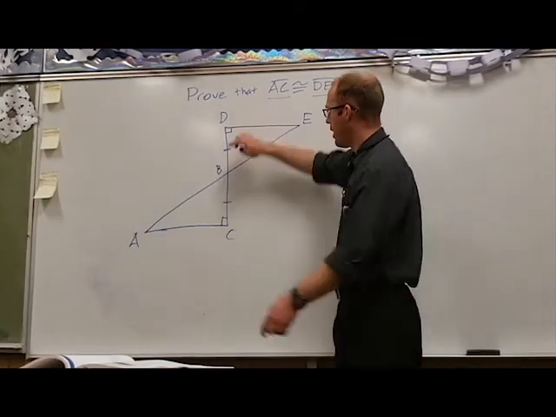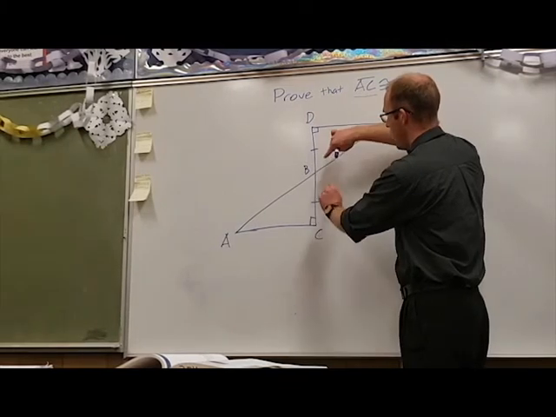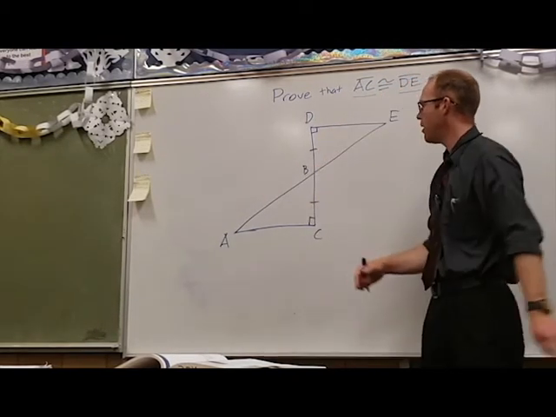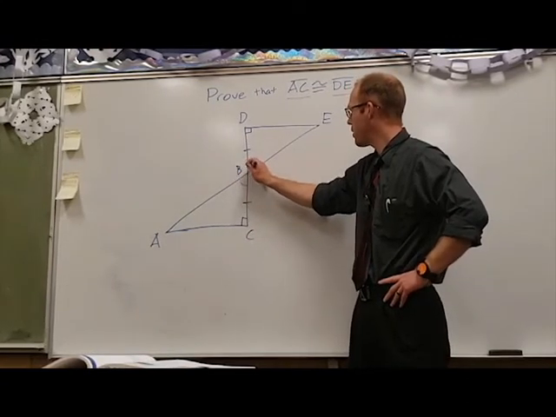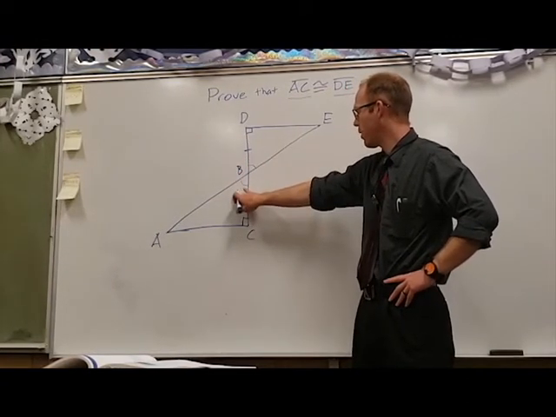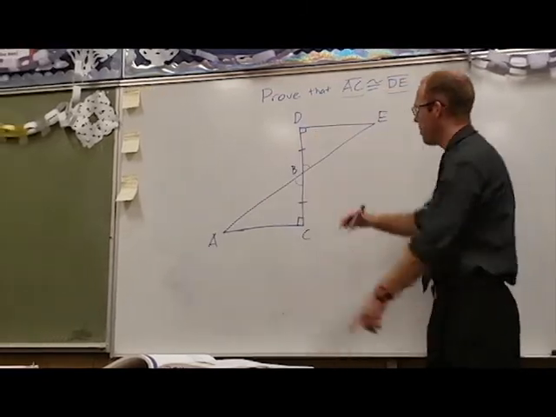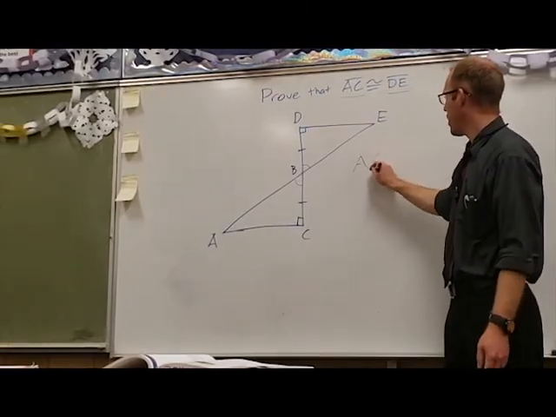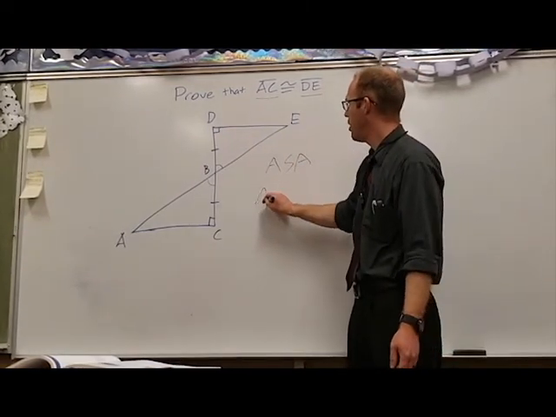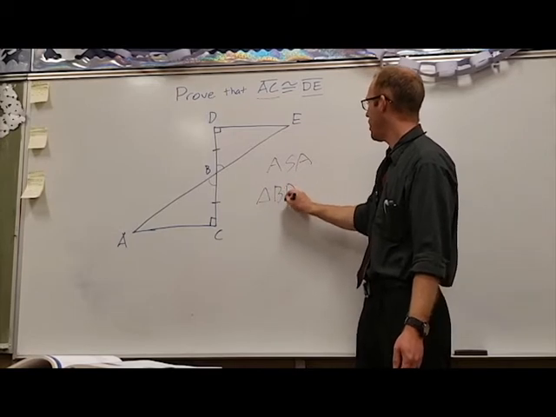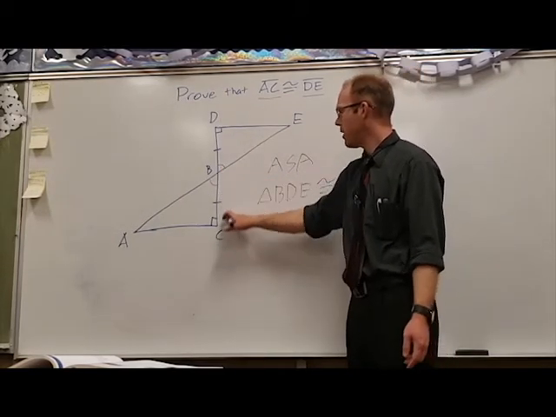Well, we know we have an angle that's congruent here. These are both 90-degree angles, and we have a side that is congruent here. We have a pair of vertical angles right here, so this angle is congruent to that angle because they are vertical angles. And we now have enough information for angle, side, angle. So angle, side, angle tells us that triangle BDE is congruent to triangle BCA.